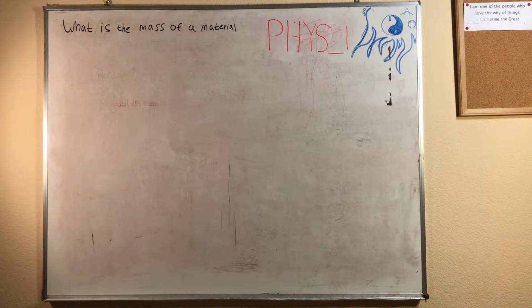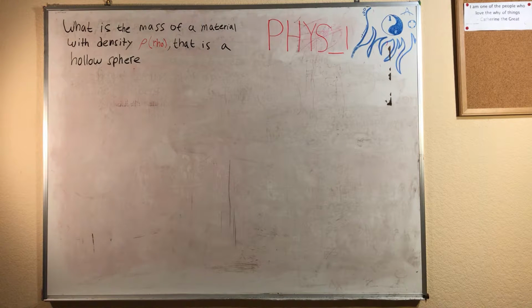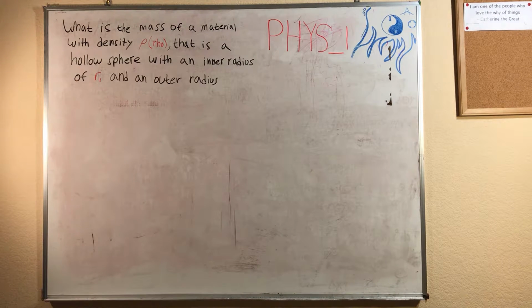What is the mass of a material with density, or rho, that is a hollow sphere with an inner radius of r sub 1 and an outer radius of r sub 2? This seems like a short question, but don't be deceived by question lengths.